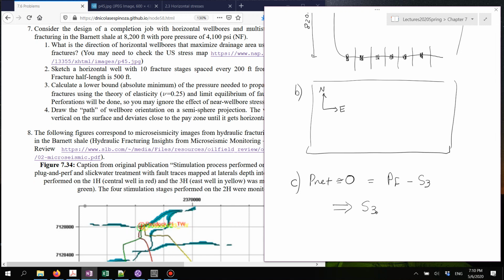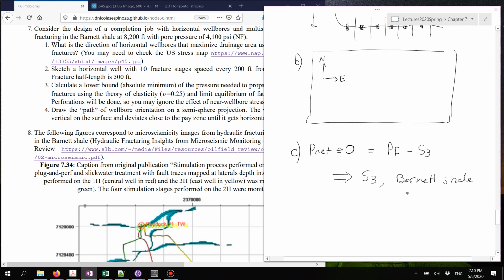And for this particular case, I'm going to give you a hint. In the Barnett shale, the minimum principal stress is horizontal. Therefore, S3 is going to be equal to SH min. And what I'm asking you is to find out what SH min is, because that's going to be the minimum pressure required to do a hydraulic fracturing completion. And you do know how to compute SH min. We have been doing this for the entire course.